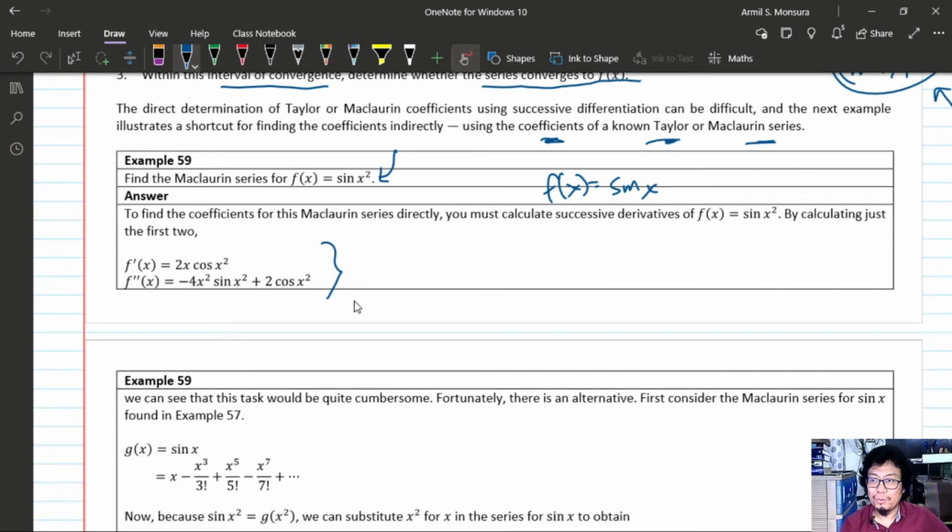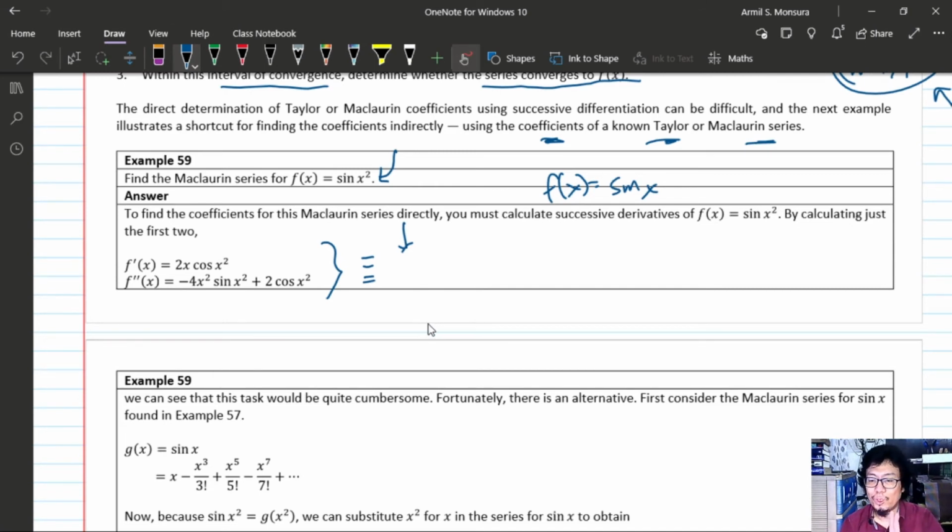Even if you are able to find all the derivatives and substitute the center, which is 0, you might not be able to find a pattern for all of the numbers that you will be able to find. Okay. But what we're going to do here is this.